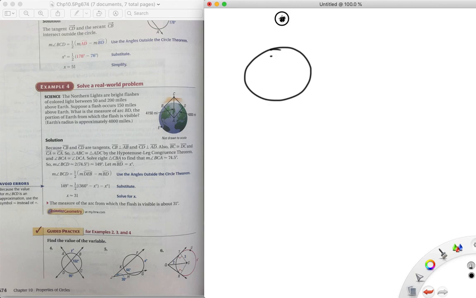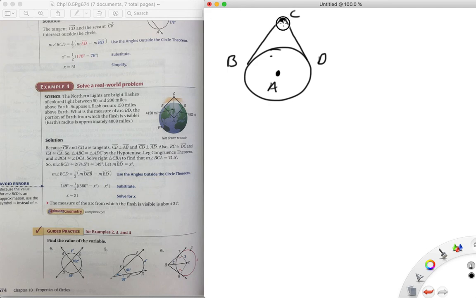So here's our intersection point, and these lines are going to be tangent over here and tangent over here. We have the center of this circle, the center of our Earth. We have point A, point D, point B, point C. This guy is 150 miles above the Earth. This is not to scale.